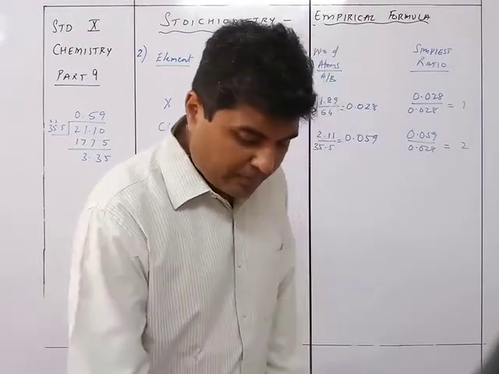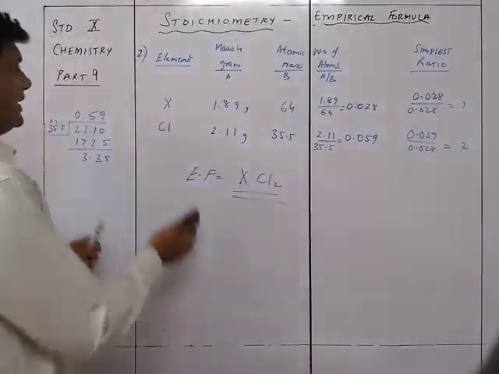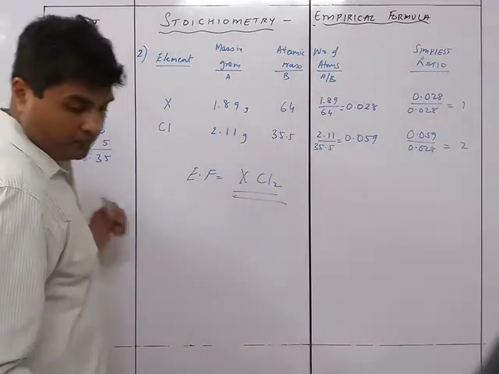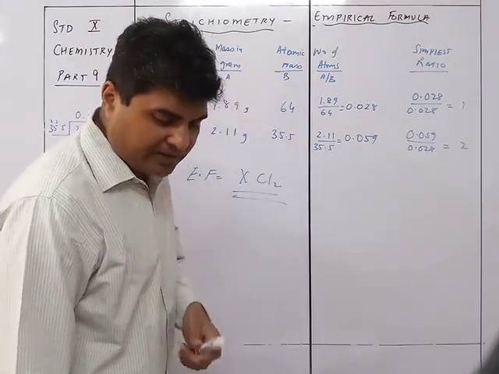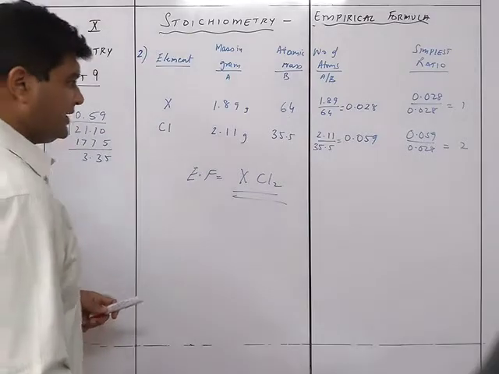We now move on to sum number 3. Calculate the molecular formula of a compound whose empirical formula is CH2O. So I'll just continue over here itself.